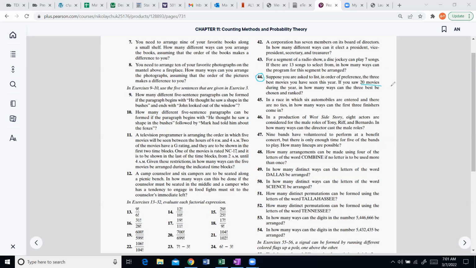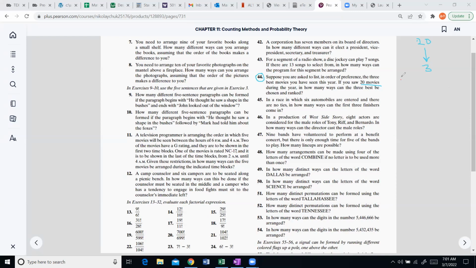you saw 20 movies last year, and from these 20 movies, they ask you to name the best 3. So the question is, how many possibilities are there? We'll do 43 after that, of course. And since you're saying which one is first, next second, the next third, that means that you assign them positions, those movies.